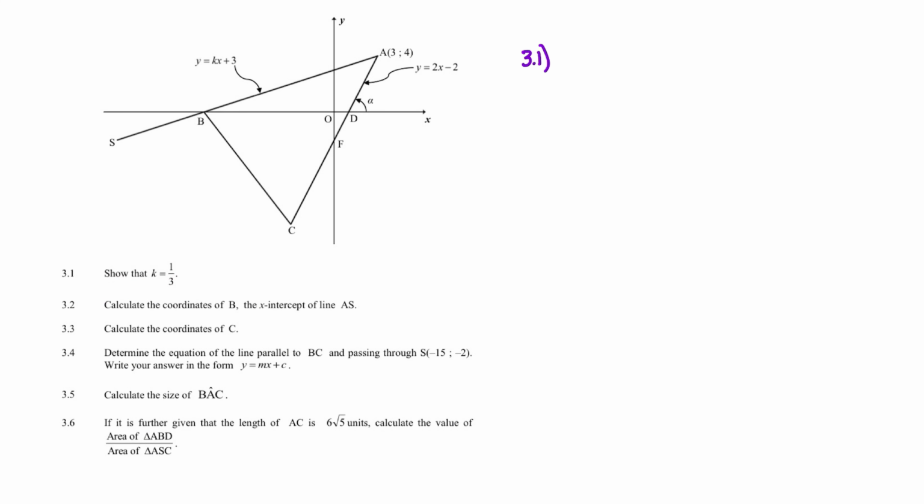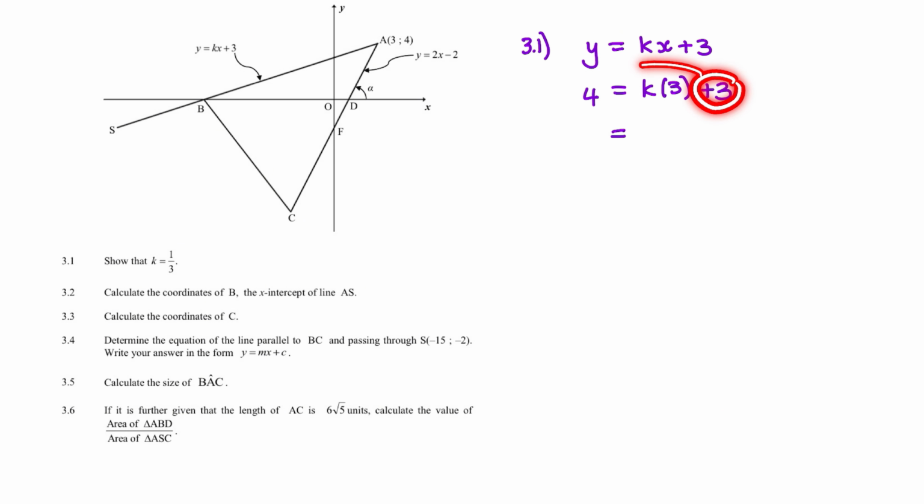So we know that the line of AS or AB has the equation of y equals kx plus 3. In order to solve for k, I can substitute the point A into that equation. So we have y equals kx plus 3. The y of A is 4. The x of A is 3. And then I can solve for k. So I take the plus 3 to the left-hand side, and that becomes 1 is equal to 3k. And then I divide both sides by 3. So therefore k is 1/3.